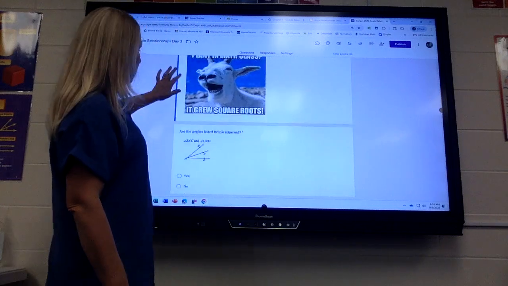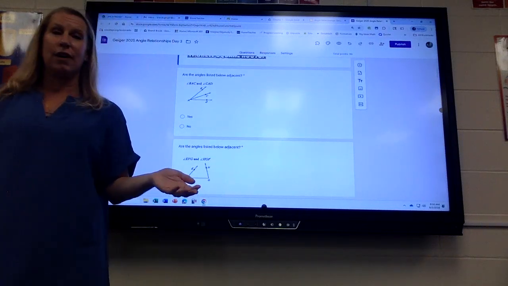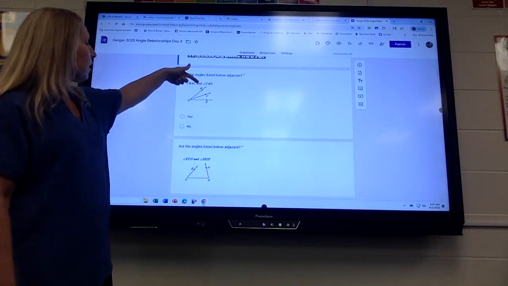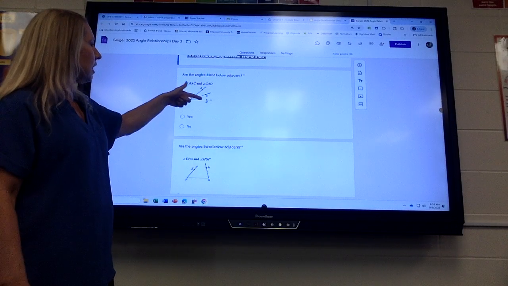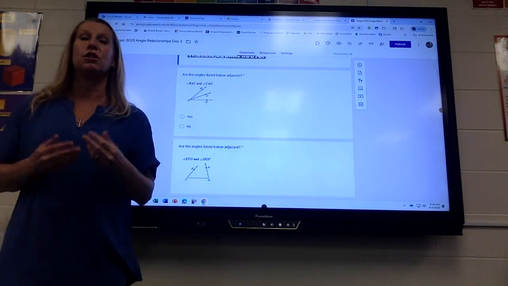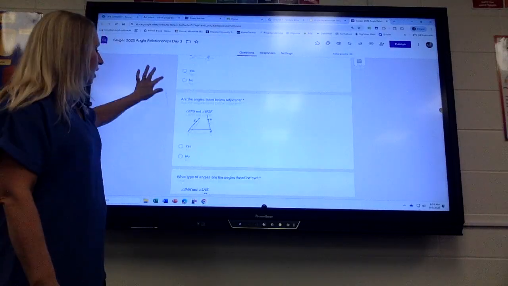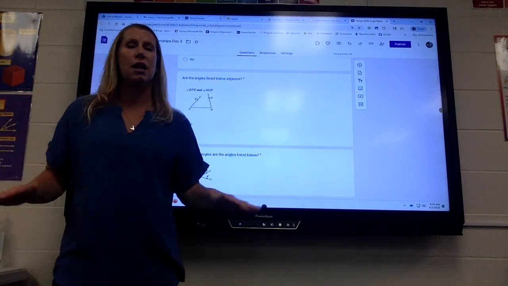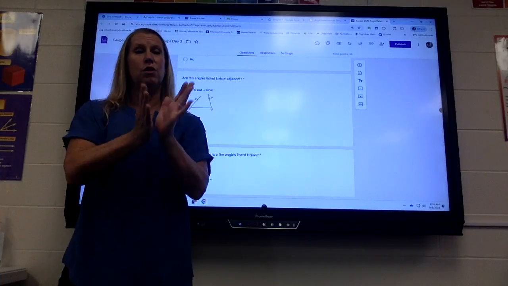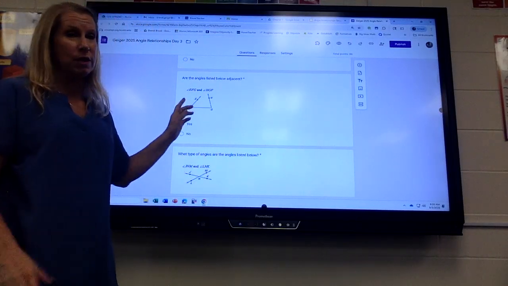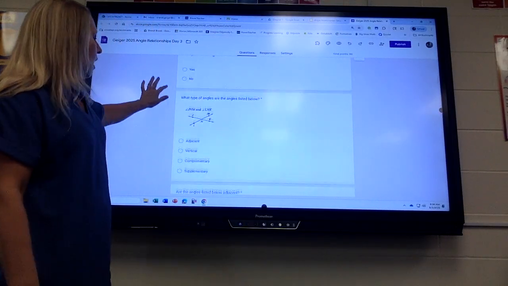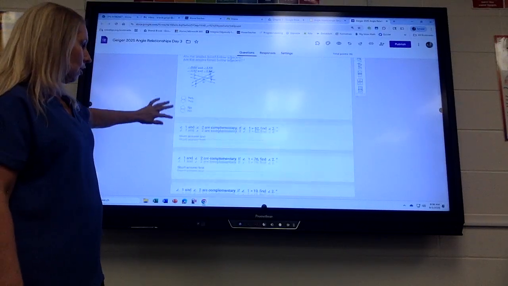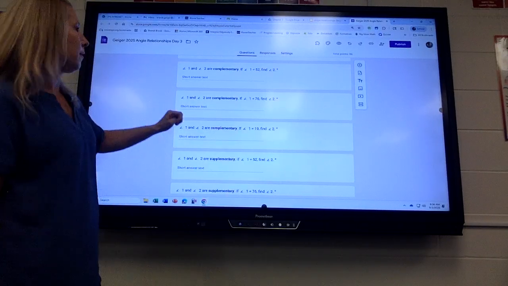Okay, so you're going to decide whether or not these angles are adjacent. So if I look at BAC and CAD, they share CA, so yes, they're adjacent. But this one, I know they share FG, but that is not adjacent angles. They have to be full angles that are next to each other, so that one's no. Then you're going to decide what type of angles these are. So I'll let you do that.